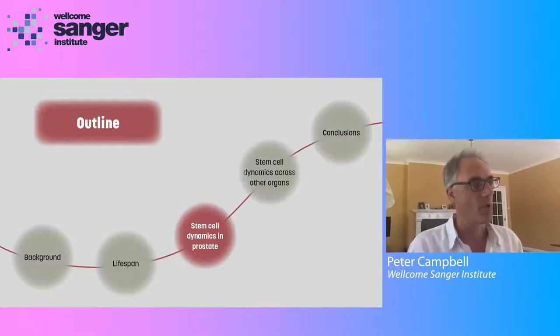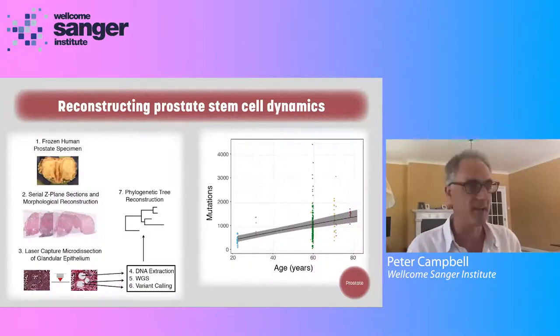So what we wanted to do is to look at patterns of stem cell dynamics in a range of different tissues. And to do this, we chose prostate as an interesting organ to start with. And the reasons for doing that were that the prostate is interesting medically. It's an organ that really imparts a lot of morbidity to the aging male. And much of that morbidity is driven by changes in stem cell dynamics, so cancer and benign prostatic hyperplasia.